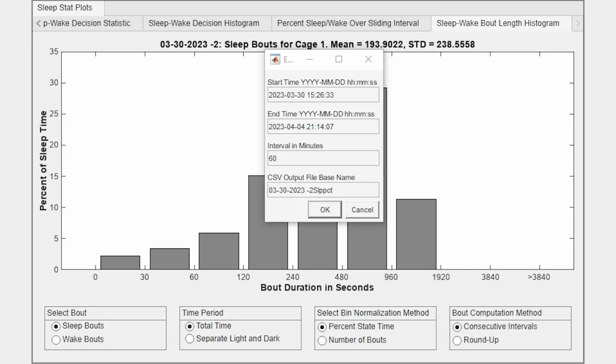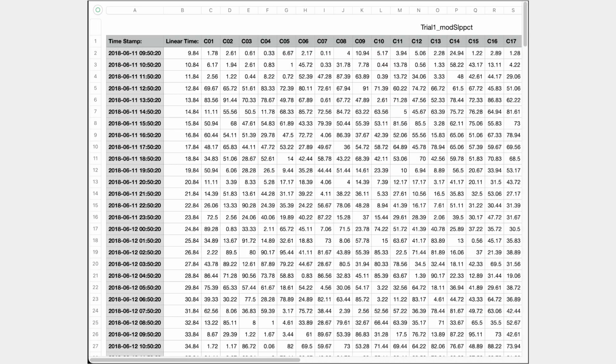Once the export button is pressed, an options menu window will appear with the start and stop times of the complete file and the last saved interval. These text boxes can be edited to change the time window for the export, the interval for the %sleep or wake calculation, and the base file name for the output file. In the CSV file, the timestamps begin with the start time from the pop-up menu, which represents the actual date in a 24-hour format. If time is selected outside the recording range, it will be coerced to the beginning or end of the file.